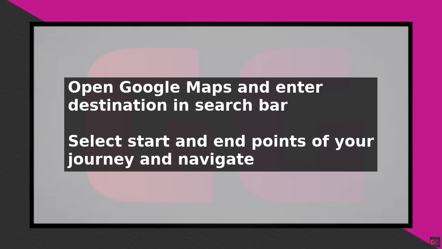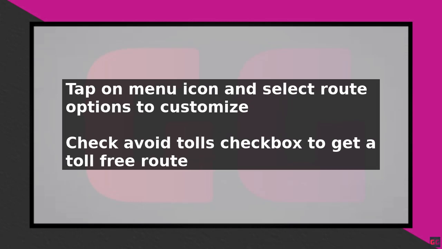In the Route Options menu, you will see a checkbox that says Avoid Tolls. Check this box to ensure that Google Maps provides you with a route that avoids toll roads. Additionally, you can also choose to avoid highways or ferries if you prefer to take alternative routes. Selecting these options will help you customize your route according to your preferences and requirements.